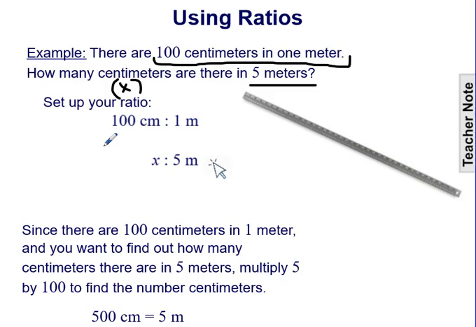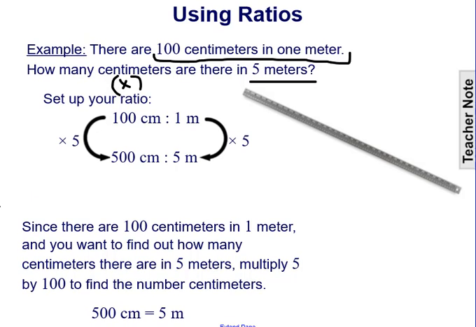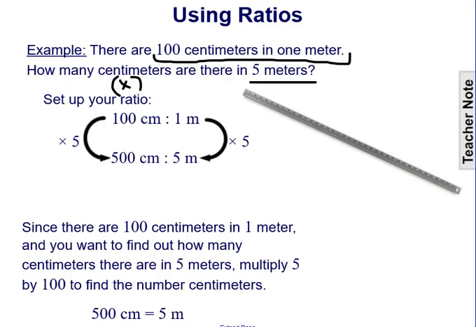Now since there are 100 centimeters in 1 meter, and we want to find out how many centimeters are in 5 meters, again, we need to see how are we getting from 1 to 5. We're multiplying by 5. So let's multiply both sides by 5, which gives us our 1 meter to 5 meters. And now x becomes 100 centimeters times 5, or 500 centimeters. So there are 500 centimeters in 5 meters using that factor.